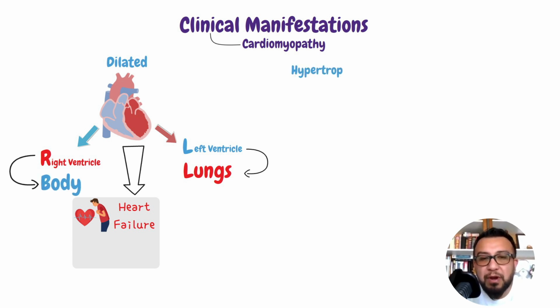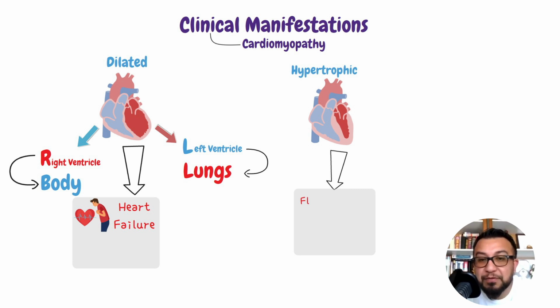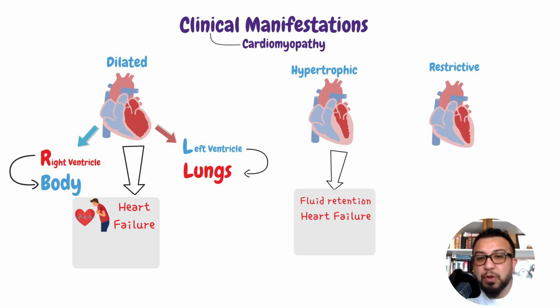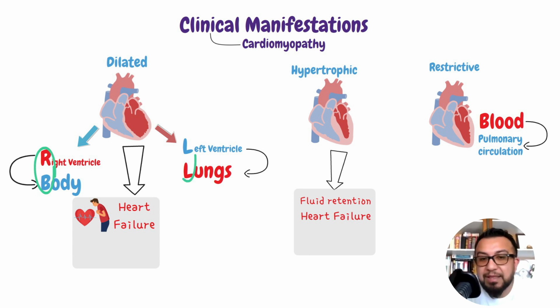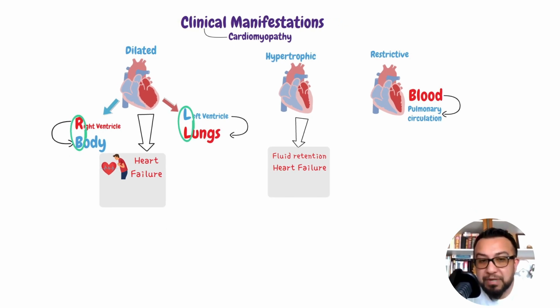You also have hypertrophic cardiomyopathy, and that will manifest in fluid retention and manifestations of heart failure, again, depending on which side is affected. And then restrictive cardiomyopathy will also cause blood to back up to the systemic or pulmonary circulation, depending on the ventricle or side being affected. Please remember that the R in right-sided looks like a B, so that should remind you it backs up into the body. And for the left side, or the left ventricle, the L stands for lungs, so all the manifestations are primarily focused on pulmonary issues.